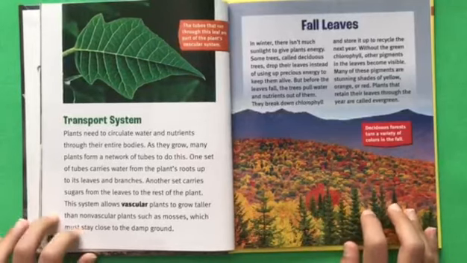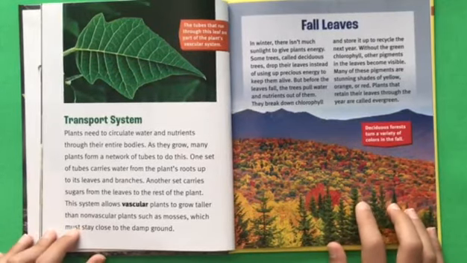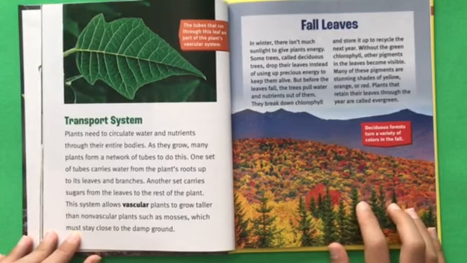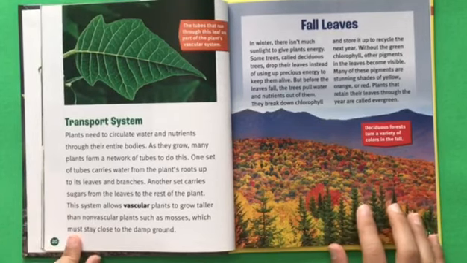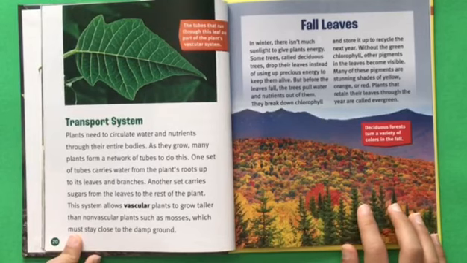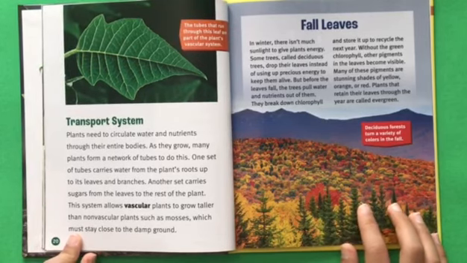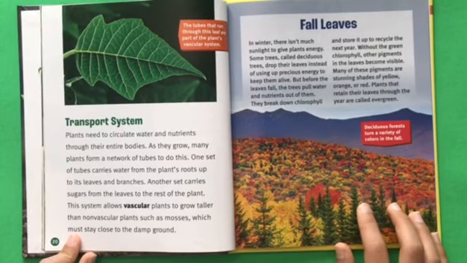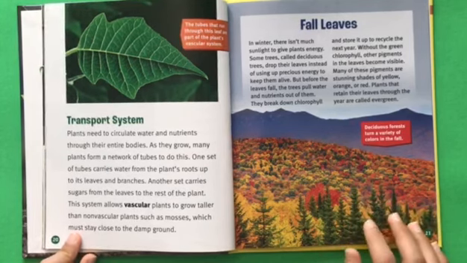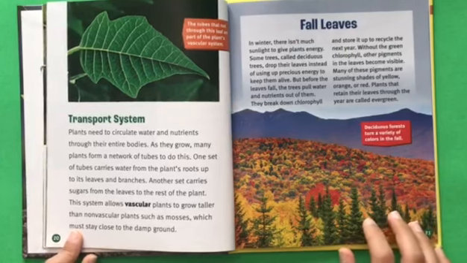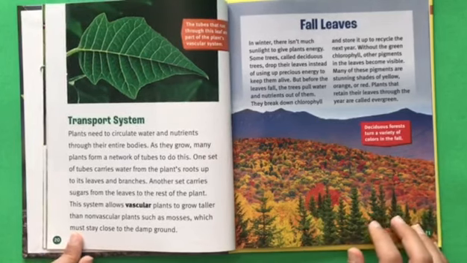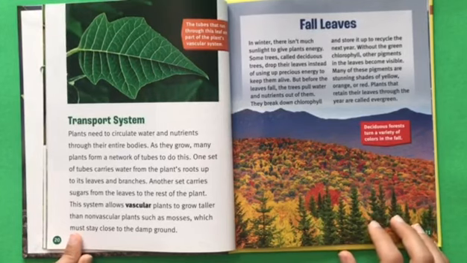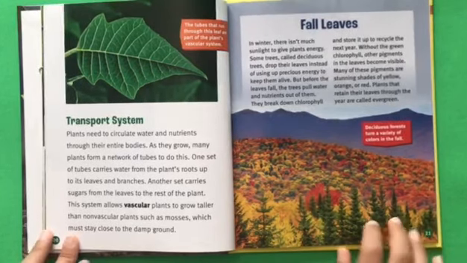Transport system. Plants need to circulate water and nutrients throughout their entire bodies as they grow. Many plants form a network of tubes to do this. One set of tubes carries water from the plant's roots up to its leaves and its branches. Another set carries sugars from the leaves to the rest of the plant. This system allows the vascular plants to grow taller than non-vascular plants, such as mosses, which must stay close to the damp ground.